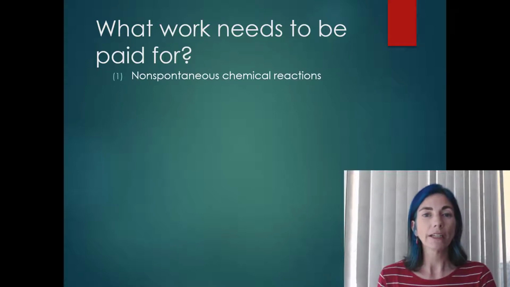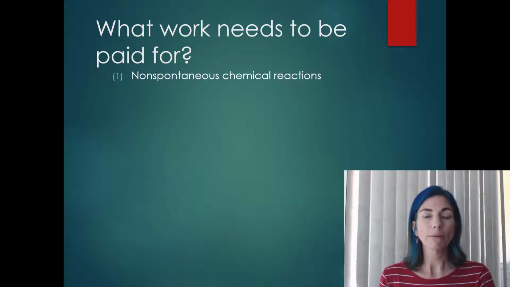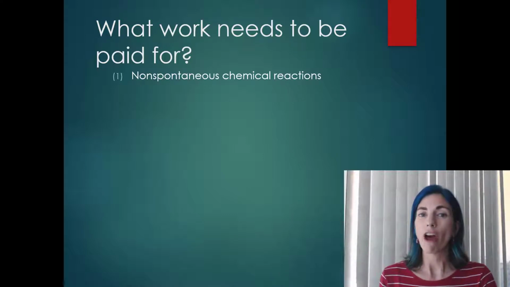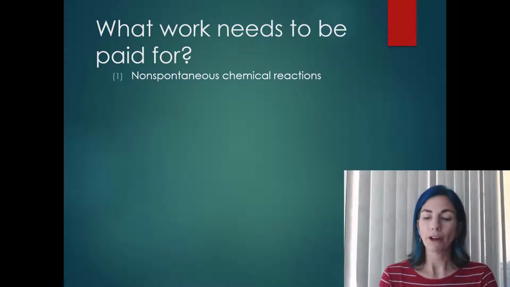Now, one of which is non-spontaneous chemical reactions. From Chapter 10 of the workbook, you've learned that this means that the products have more chemical energy in them than the reactants do. Now, the cell needs to be able to do a variety of non-spontaneous chemical reactions, but those chemical reactions require some sort of energy input. They are not free. So, therefore, this would be a type of work.